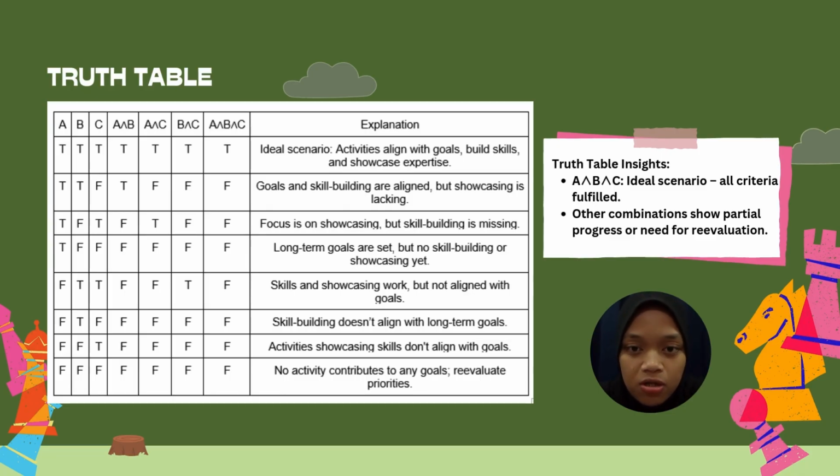The truth table also highlights combinations that show only past progress or areas needing re-evaluation. For example, skill building or showcasing without alignment to long-term goals might offer short-term gains but doesn't contribute to the bigger picture.